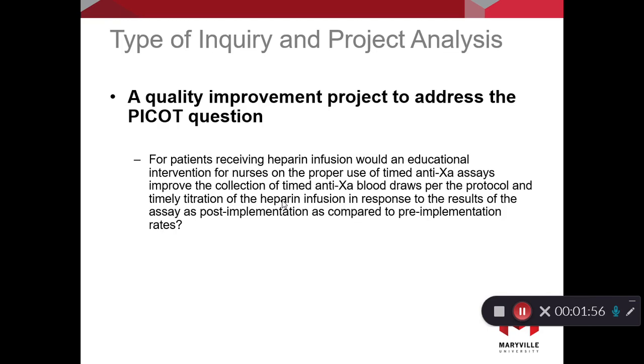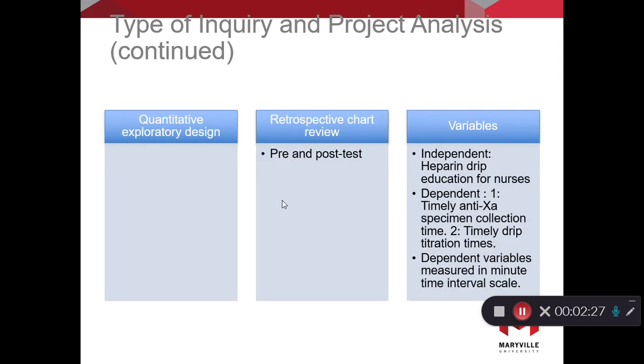The type of inquiry and project analysis. The PICOT question for this project was: for patients on heparin drip infusion, does an educational intervention for nurses on the proper use of timed anti-XA assays improve the specimen collection times and also the time it took for the heparin infusions to be titrated accordingly in the post-implementation compared to the pre-implementation rates?